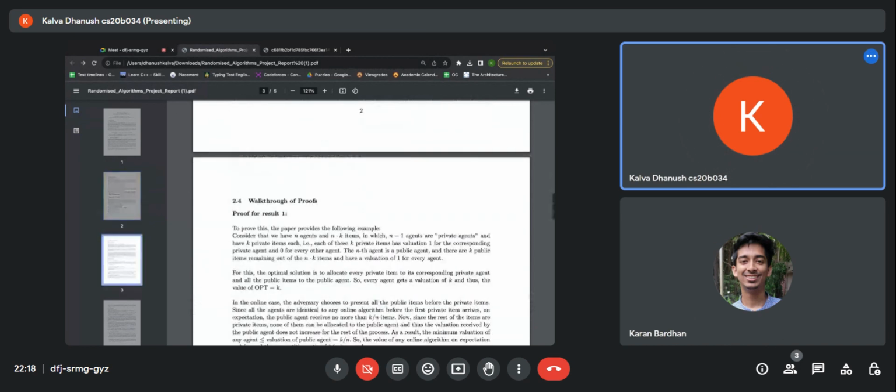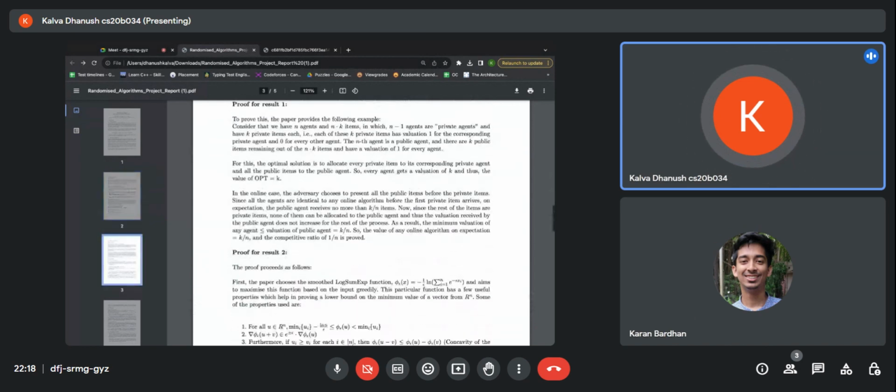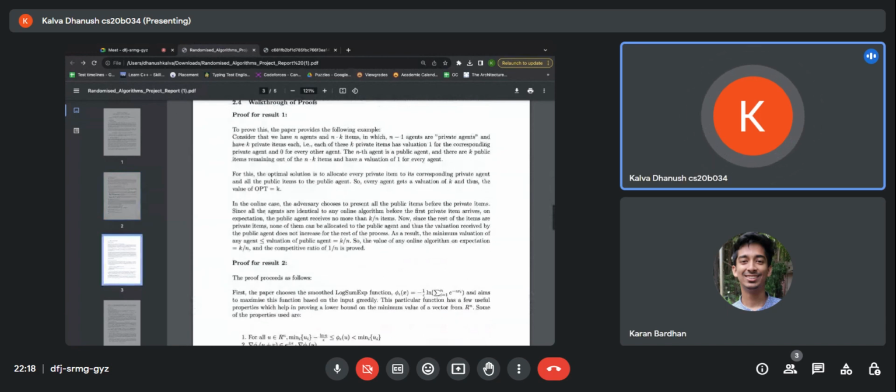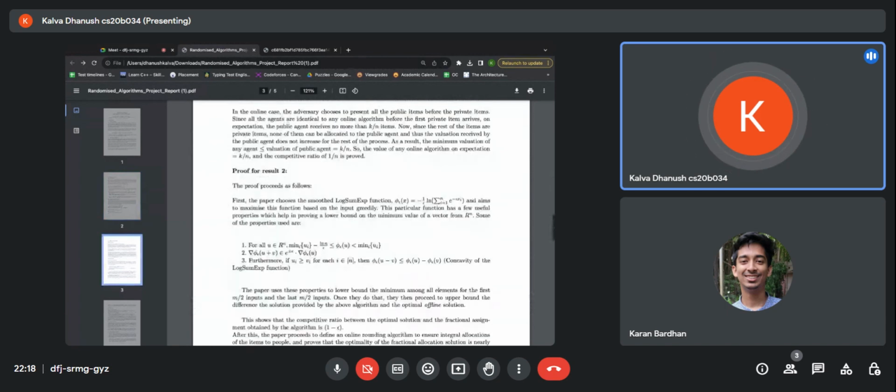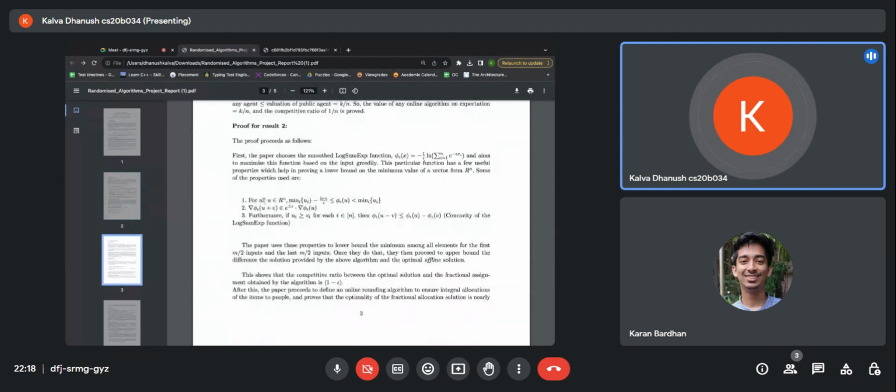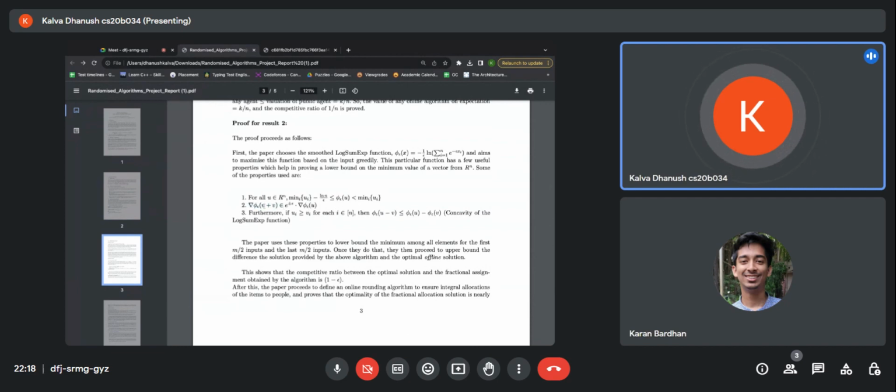So yeah, this was walking through the proofs used in the paper, and they chose the log sum exponent function in particular because of two main things. There was the concavity property of the log sum exponent function, which was very useful, and we could also prove that there was a property related to the gradient that they used in the paper.